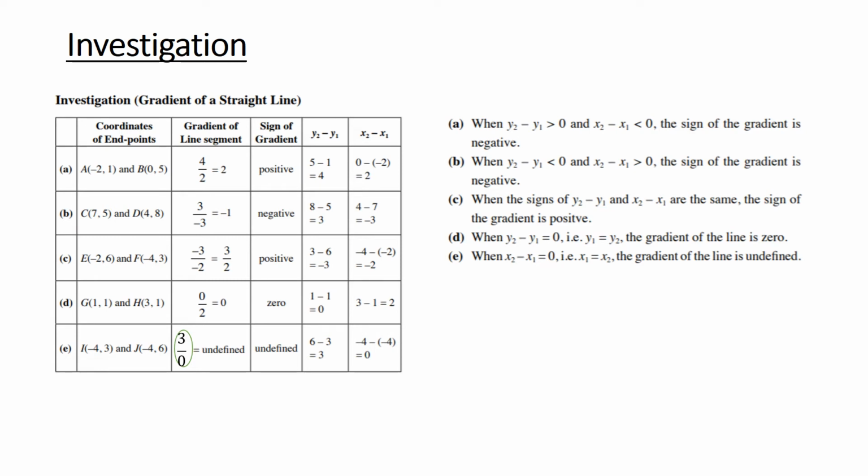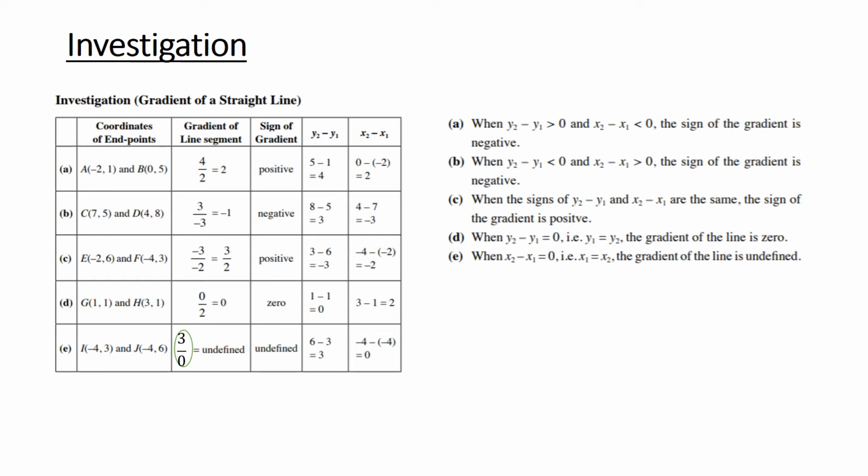In the last part, the coordinates of I are (-4, 3) and J are (-4, 6). So the gradient of this line segment IJ will be equal to 6 minus 3 over minus 4 minus minus 4. That is, it will become 3 over 0. So its gradient will be undefined.